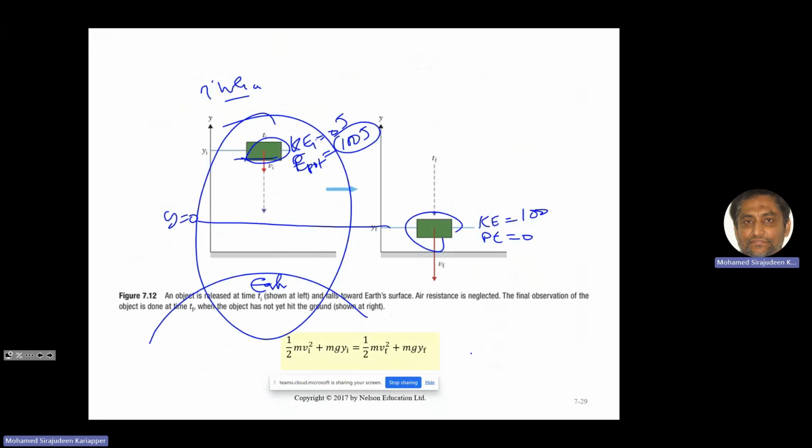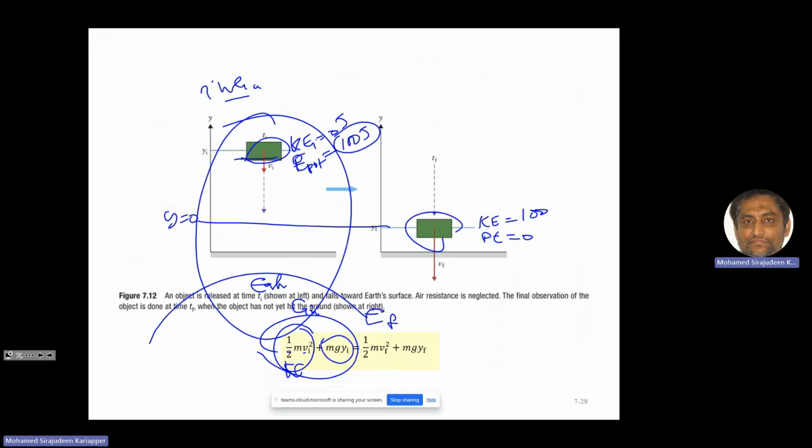Can you say mechanical energy is always conserved? No, it may or may not. If it is an isolated system, within the period we are considering, yes, the mechanical energy must be conserved. So we can write it like this. This is the total energy initial, and this is the total energy after. Total energy before is the kinetic energy initial, which is half m v initial squared, and the potential energy initial is m g y initial.